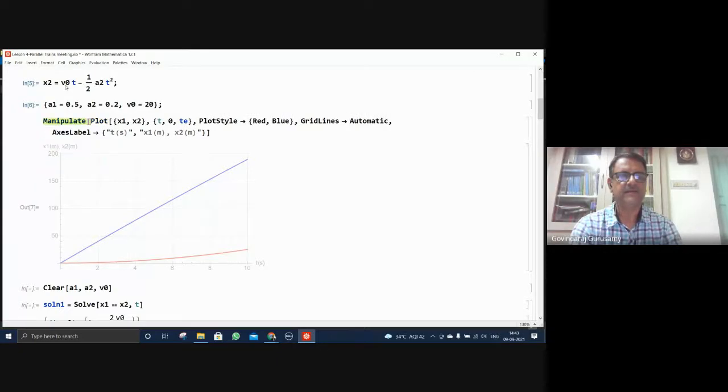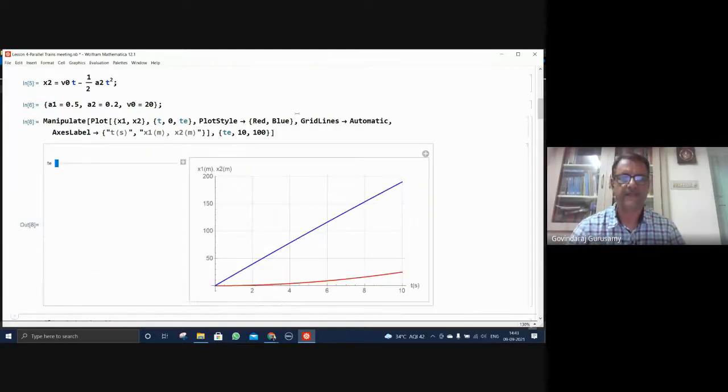I am manipulating the end point till where they meet, where I wanted to go. So TE. Now let me start from 10, where we have already come, till about 100. Because each time it plots, it starts from 0. T0 to 10 is the first plot. And if I change the TE, what happens?